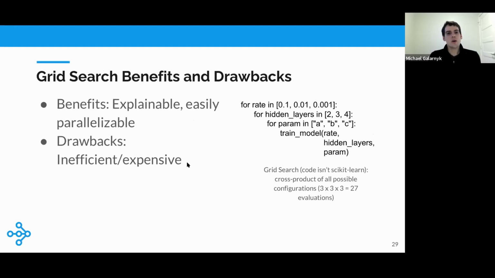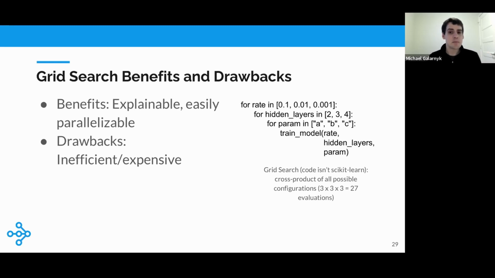So let's go over grid search a little bit as far as the benefits and drawbacks. If you try every possible combination of a parameter, it's relatively explainable because you're just trying everything. And a benefit of just trying everything is some of these workflows can be parallelized. I'll talk about parallelization in a little bit. And there are some drawbacks about grid search.